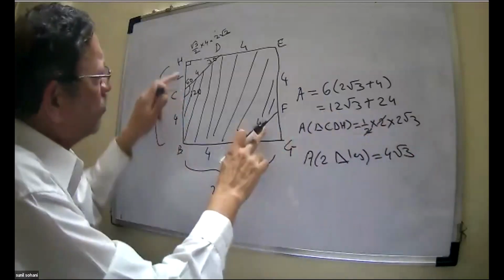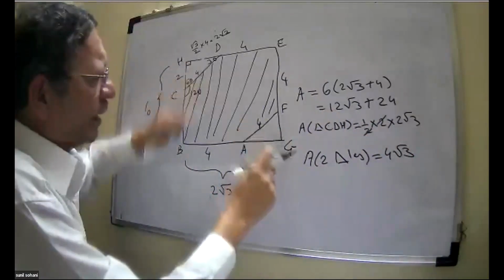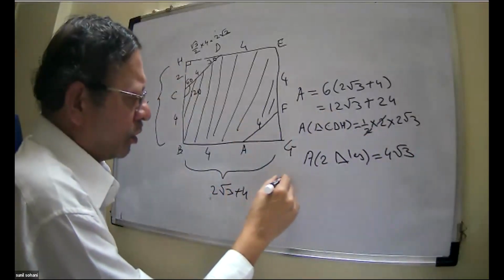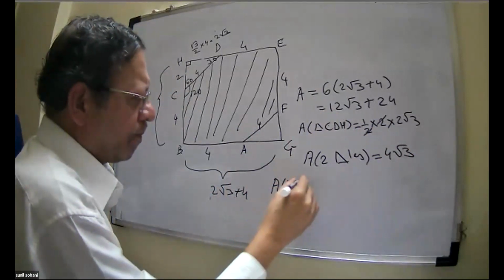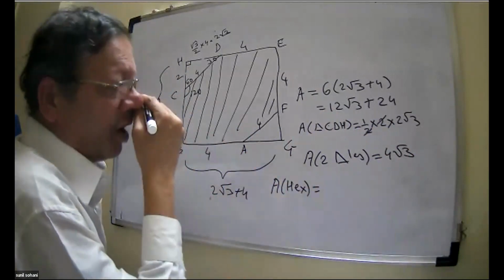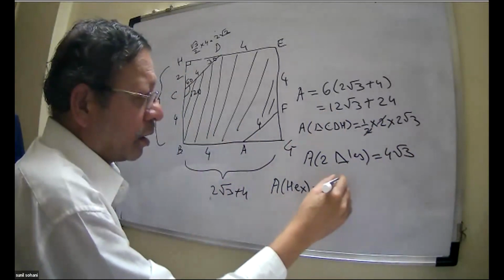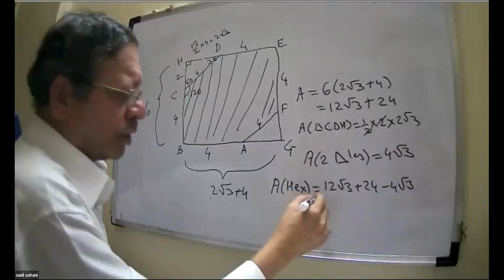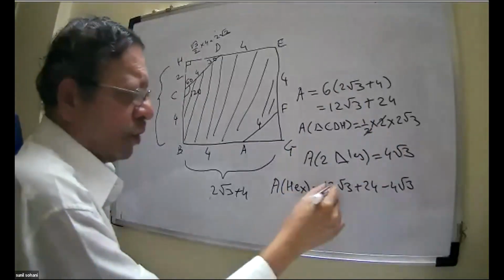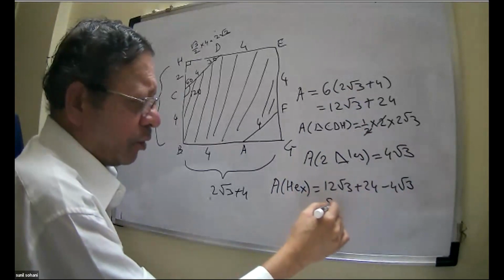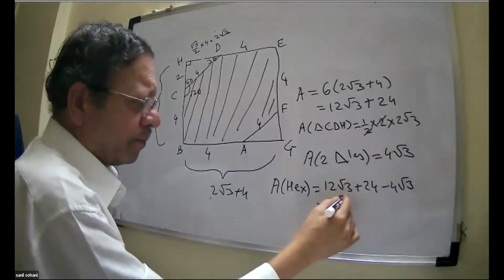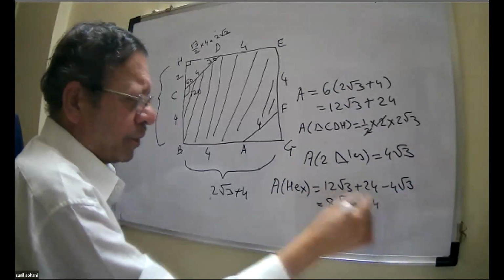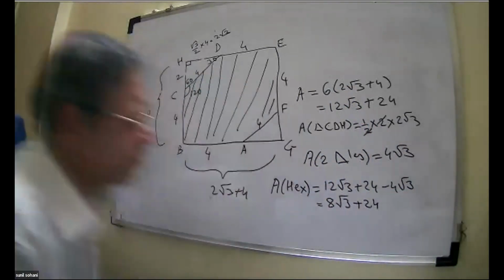Now I have to subtract this area of two triangles from the rectangle to get the area of the hexagon. So 12 root 3 plus 24 minus 4 root 3. As you can see here, 12 root 3 minus 4 root 3 will be 8 root 3 plus 24. So we found the area of the hexagon.